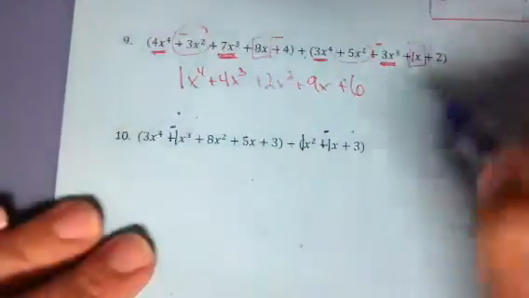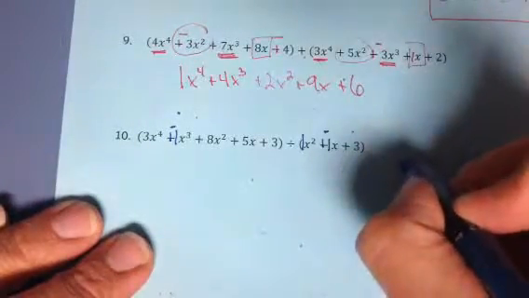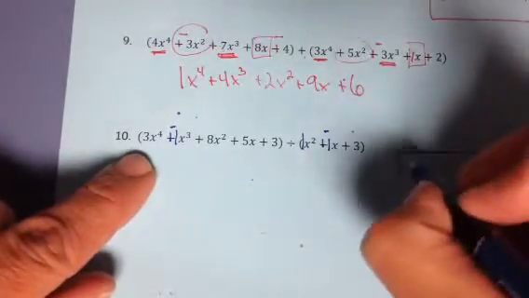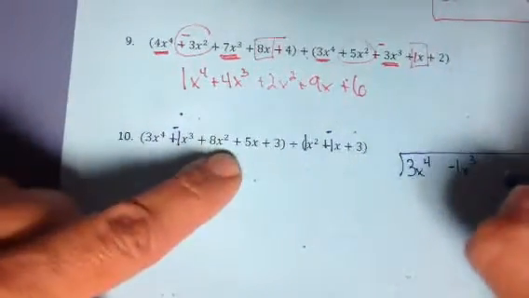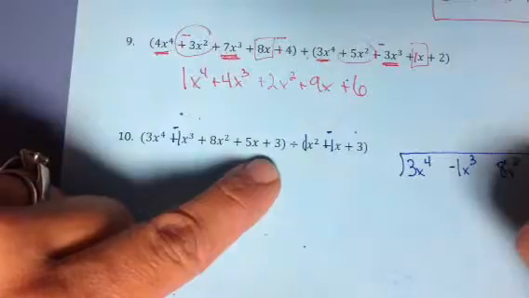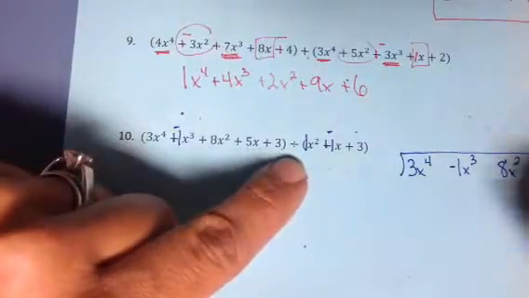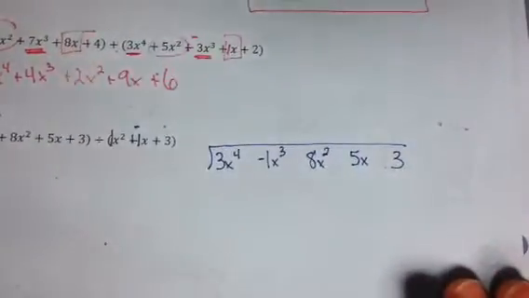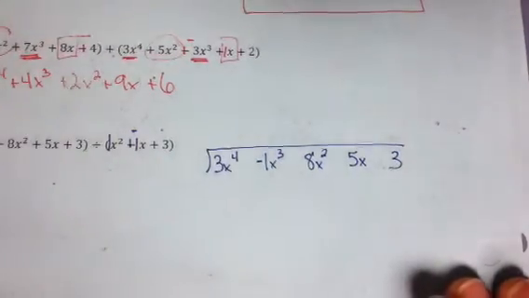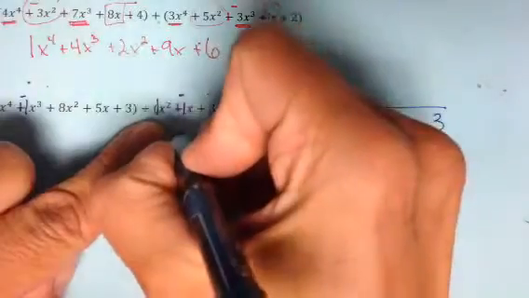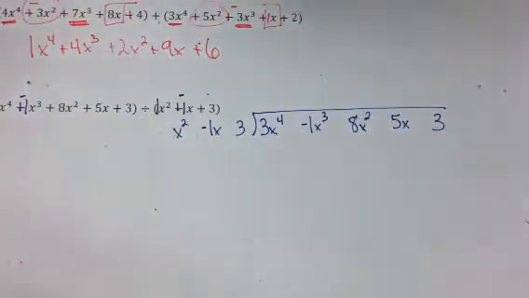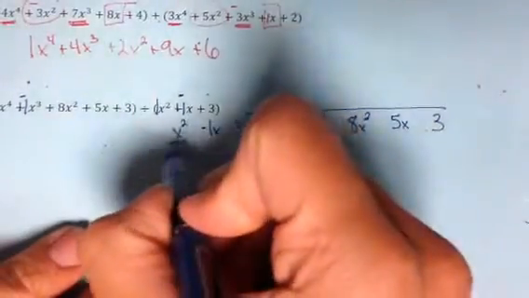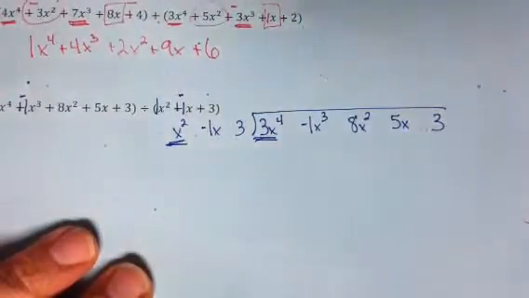So what we're dividing is going to go in the box. And remember, we leave out the addition sign, so here's 3x to the 4th, negative 1x cubed, here's 8x squared, here's 5x, and here's 3. Sorry, you couldn't see that. And then outside of the box is what we're going to divide by. Again, I'm going to leave out the addition signs, x squared, negative 1x, and 3. And we start by underlining the first term in each set.